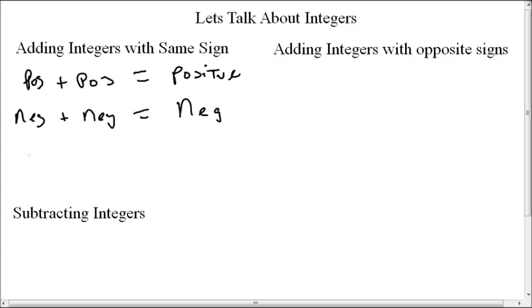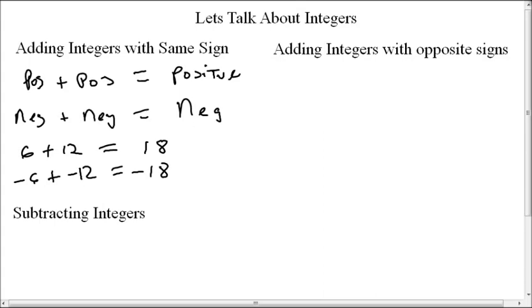Example, 6 plus 12, both are positive. It's going to always give us a positive, which in this case will be 18. A negative 6 plus a negative 12. Again, we add 6 and 12, we get 18, but we keep the sign, which is negative. So we shouldn't have any issues with this. If the signs are the same, then they stay what that sign is. Positive plus a positive is a positive. Negative plus a negative is a negative.